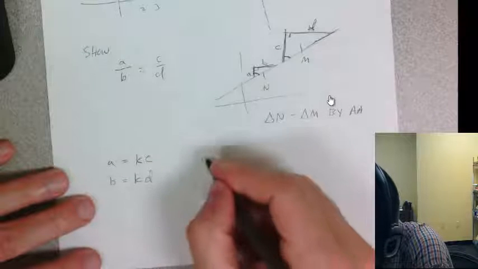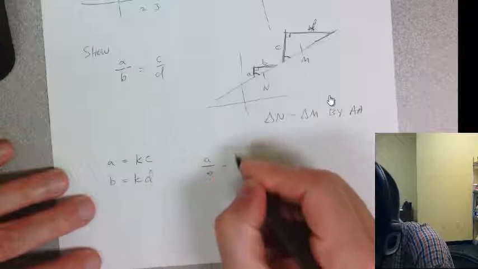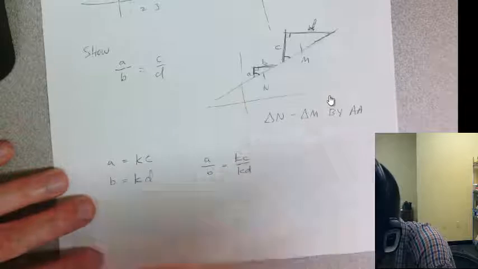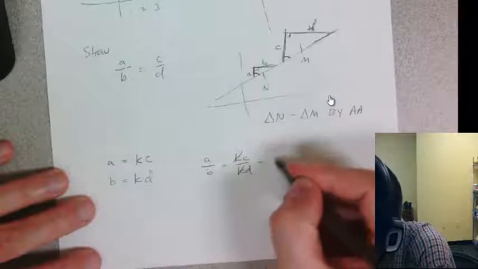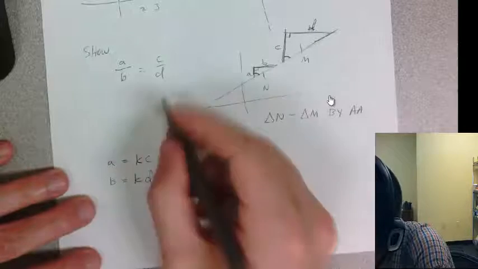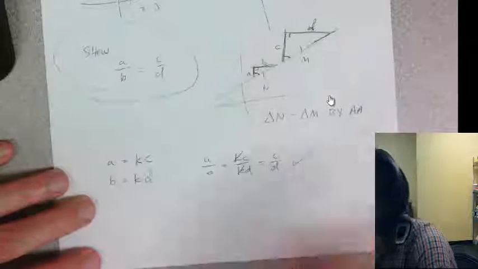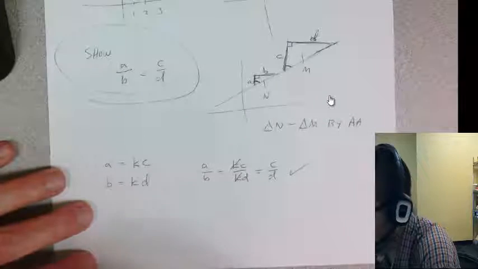So then A divided by B is the same as KC divided by KD. And then since any number divided by itself is just equal to 1, then that must also be equal to C over D. So that was what we were trying to show. So that checks out, and our proof is complete.